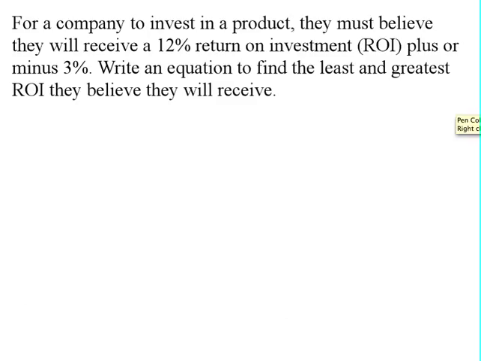Okay? For a company, now I don't know if you necessarily need to write this down. For a company to invest in a product, they must believe they will receive a 12% return on investment. That's what ROI stands for. Plus or minus 3%. Write an equation to find the least and greatest ROI they believe they will receive. So let's look at this. It says 12% plus or minus 3%. Can somebody tell me how to write that?